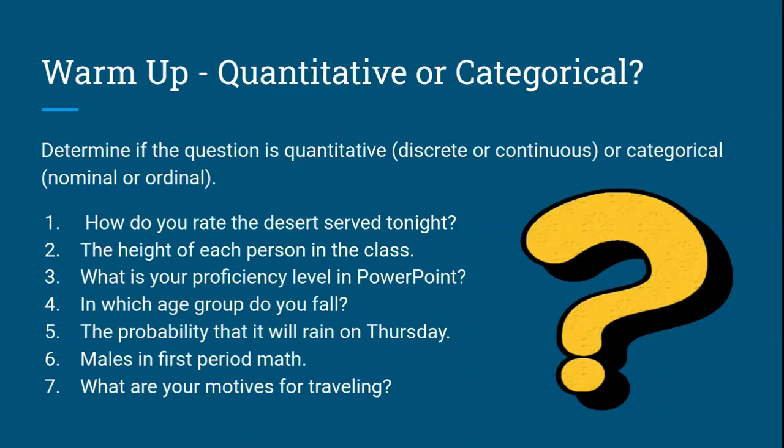Okay, so last one. Number 7. What are your motives for traveling? So, is that again quantitative or categorical? Will we be measuring it, or will we be breaking something into groups? Groups. So it is categorical.